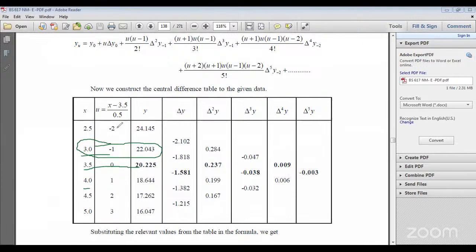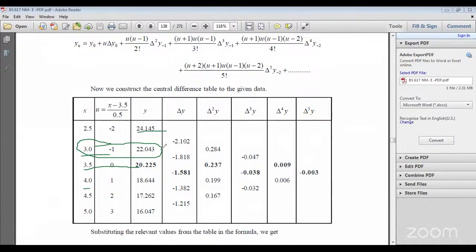So 0, 1, 2. Substitute 2.5 minus 3.5 by 0.5, 3 minus 3.5, 3.5 minus 3.5 is 0, 4 minus 3.5, 4.5 minus 3.5, 5 minus 3.5. Those are the values I am writing here. So we get 24.145.